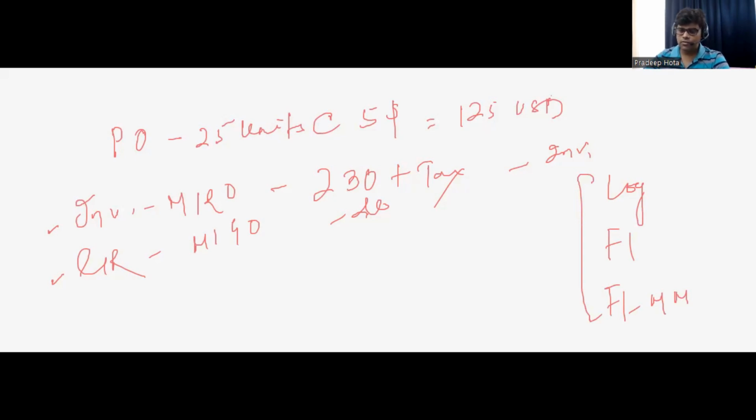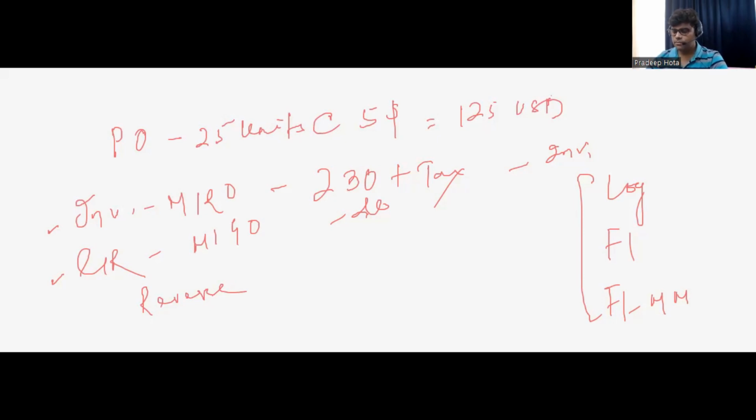First we are going to create the PO, then we will process the invoice, or MIRO, for 230 plus tax, then we are going to process the GR for the same, and after that we are going to reverse everything. We are going to reverse all the process. For some reason, and the reason is clear, we want to cancel that entire process.